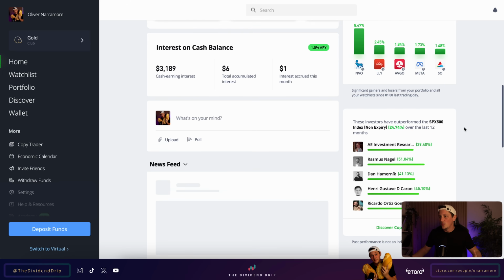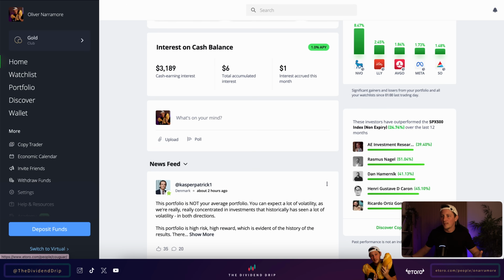You've then got some investors that have outperformed the S&P 500 here as well. Honestly, I don't really use that. It's good to identify other copy traders though. If you really do want to have a little look and get sneaky and see what they are doing today, then you can look into that.